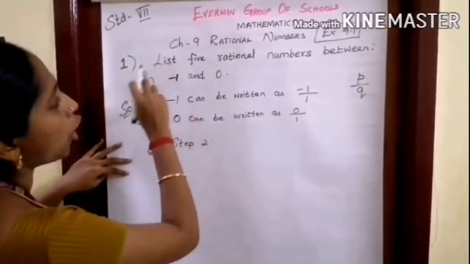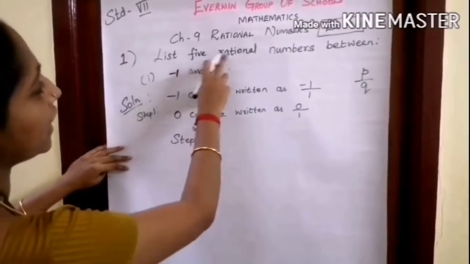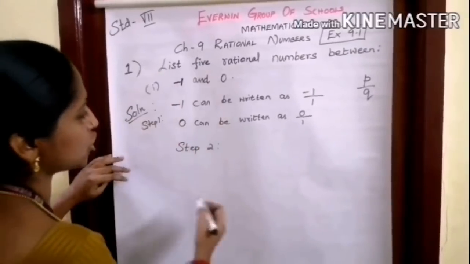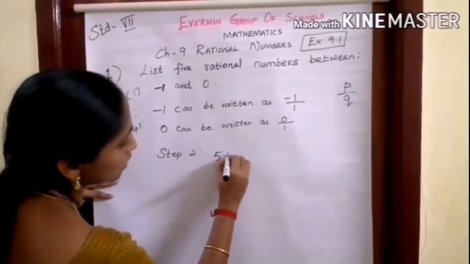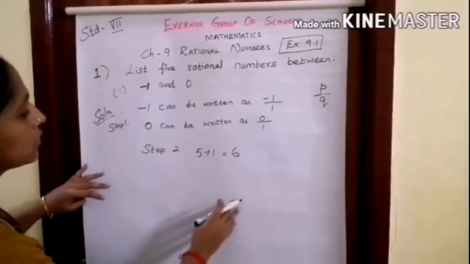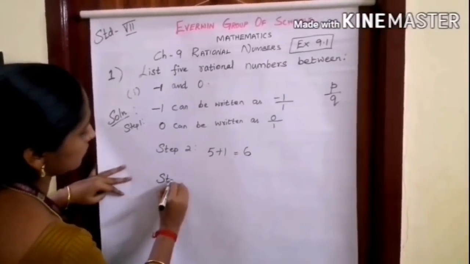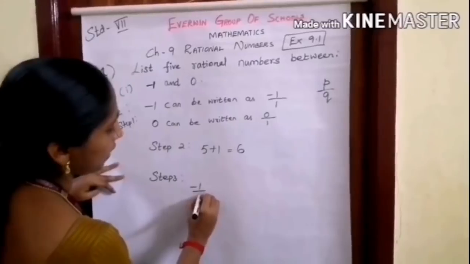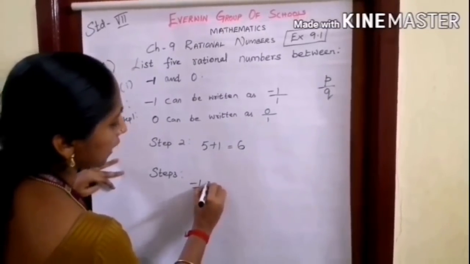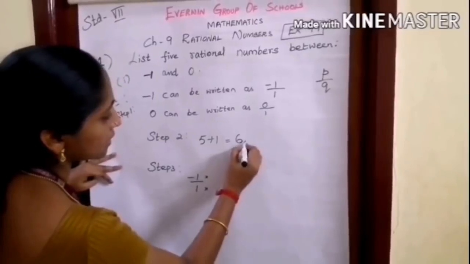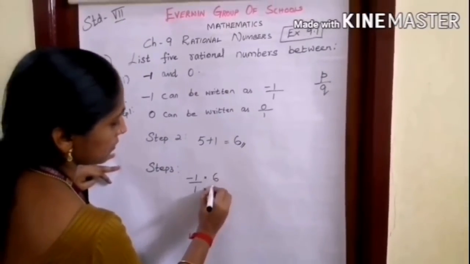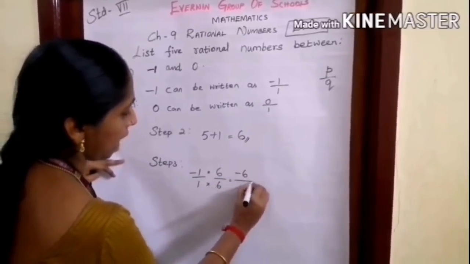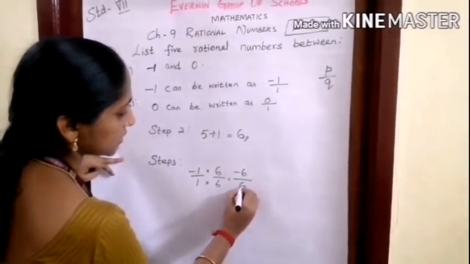Next step. How many rational numbers do we have to find? 5 rational numbers. So, we are going to take one more than 5 rational numbers. So, 5 plus 1, 6. Step 3. Take the rational number minus 1 by 1. I am going to multiply numerator and denominator by this number 6. Minus 1 into 6 is minus 6 by 1 into 6 is 6.